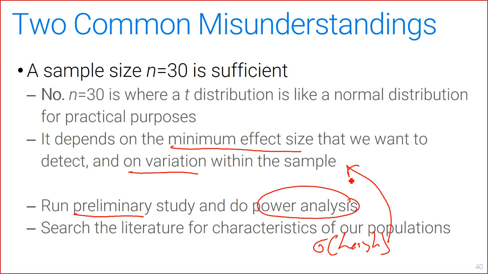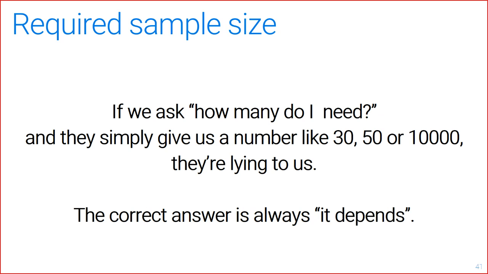So let me reiterate. If you ask at any time, how many do I need? And someone just gives you a number like 30, 50, or 1,000, they're lying to you. Plain and simple. The correct answer is always, it depends. We're going to see in the next lecture how to actually compute this. It's always, it depends.